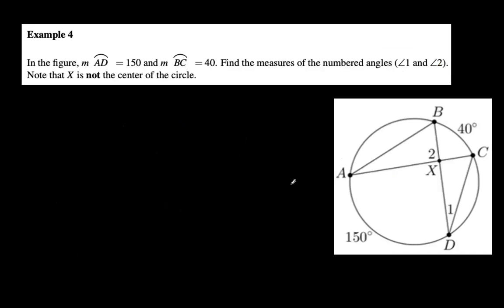And let's work on problem number 4 and try solving this problem before seeing the solution, okay? All right, so let's start solving. So in this problem, we're solving for angles 1 and 2 here and here. And the givens are the arc AD is 150 degrees, and arc BC is 140 degrees. And X is not at the center of the circle. Yeah, it's not at the center.